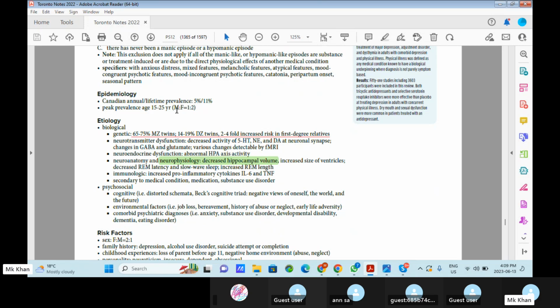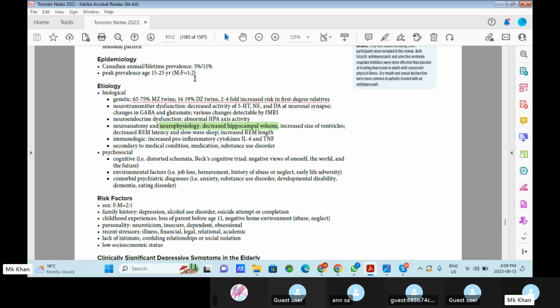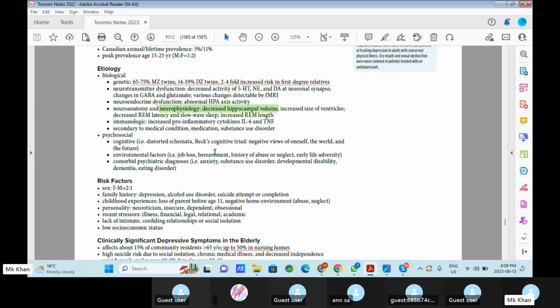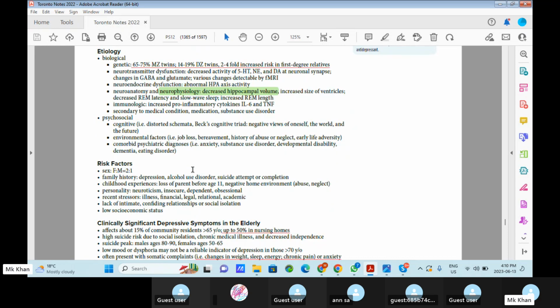And then the Canadian lifetime prevalence is, which is also in young people 15 to 25, more common in females. And then this is the biological etiology, like it can be present in twins and first degree relatives. So family history is important as we have studied before. And this is all the pathophysiology that was happening. And then psychosocial, cognitive, environmental factors, and all these factors can be present.